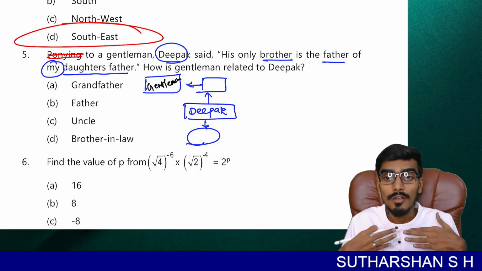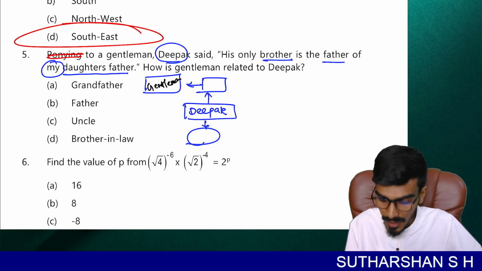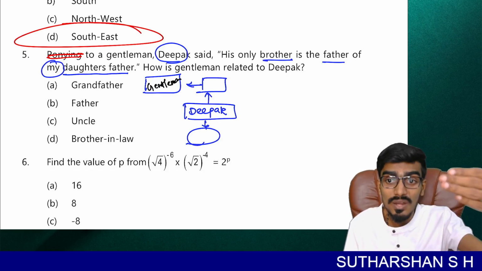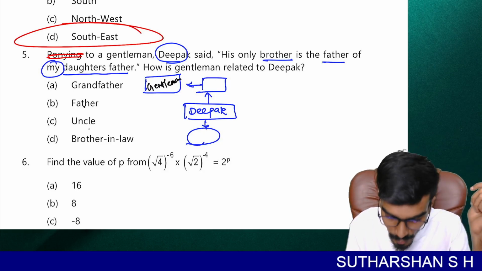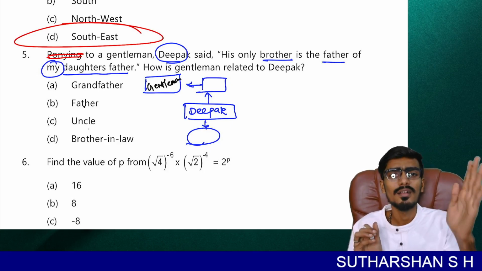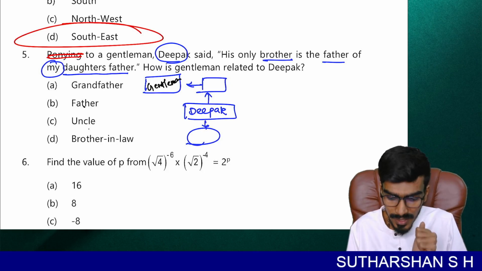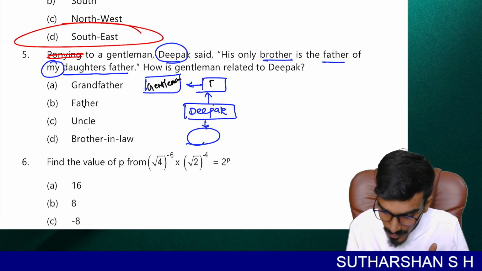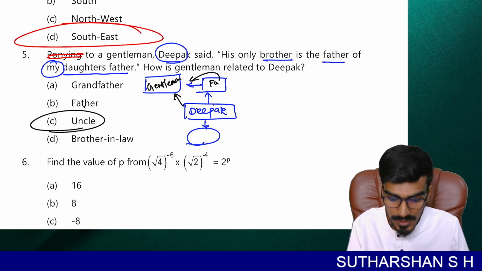Assume I am Deepak. For Deepak, who is that particular gentleman? For me, Deepak, first generation. First generation can be either a father, or an uncle, or a brother-in-law. The option can be B, C, D, not A. So the answer is Deepak's father's brother. For Deepak he is uncle. So option C is your answer.